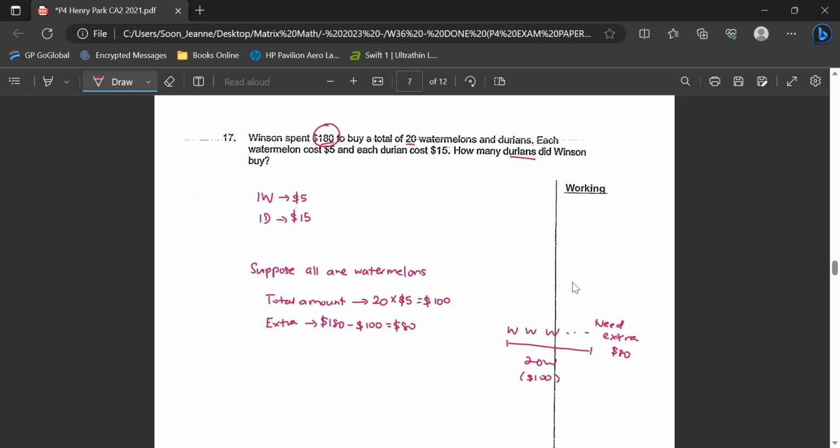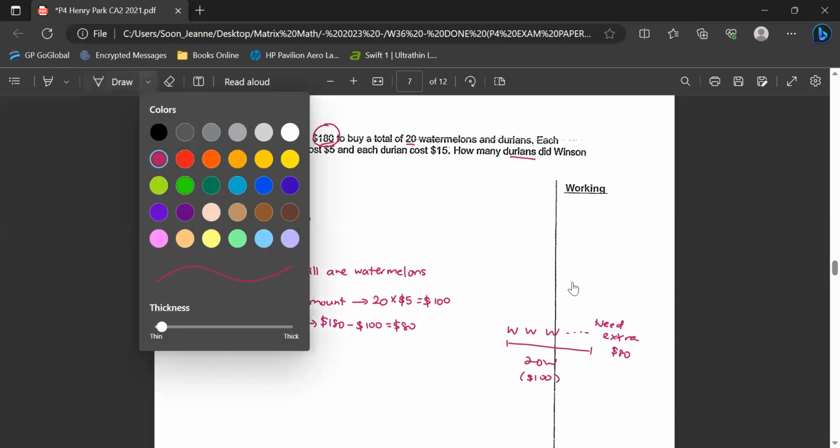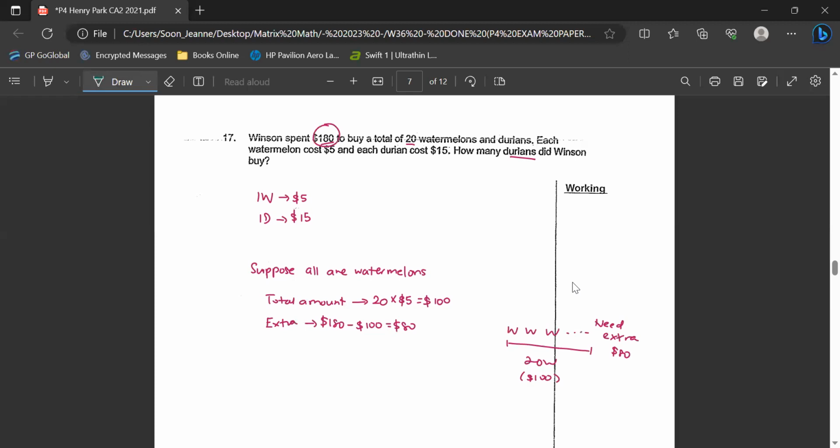So in this case, you know that not all the fruits are actually watermelons. Some of them are actually durians. So we are going to do an exchange. Let's exchange a watermelon for a durian. A watermelon is $5, a durian is $15. So you are exchanging for something that's more expensive. So one exchange here is actually an additional $10, because when you take away a watermelon to exchange for a durian, it is $15 minus 5.